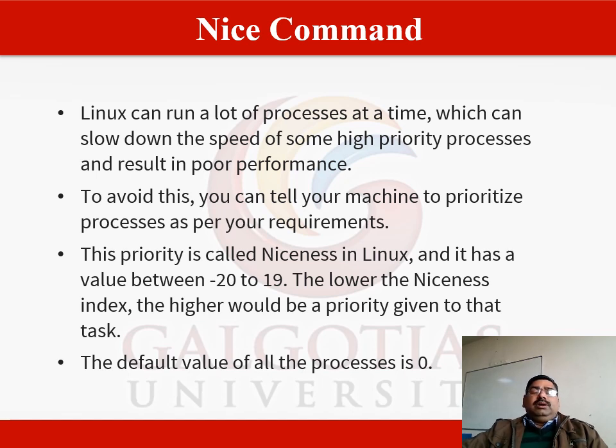Some low priority processes are there, so you can increase the priority of the process and get fast execution. This priority is called niceness in Linux, and it has a value between -20 and 19. The lower the niceness index, the higher the priority given to that task. The default value for all processes is 0, as we have already seen in the last PPT.